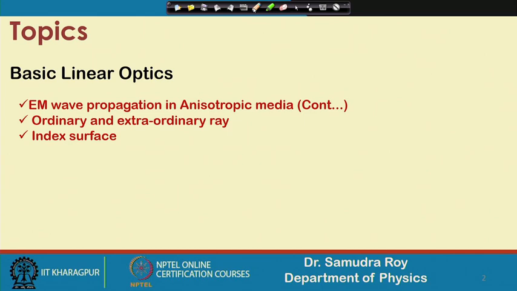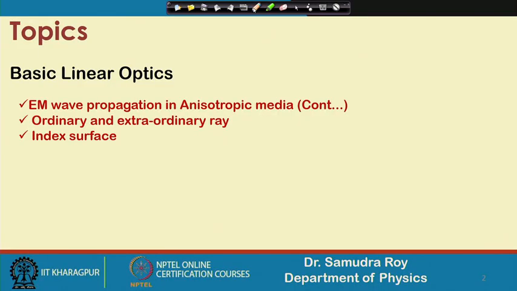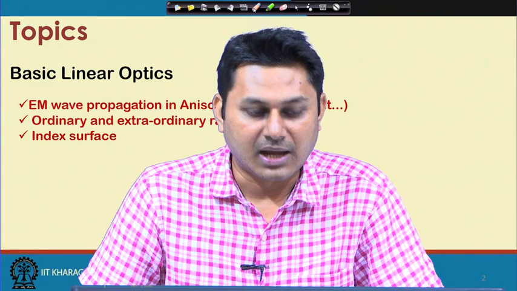So, we will extend this and try to find different kinds of solutions under the launching of different directions of the light. Today we are going to learn, in the basic optics, EM wave propagating in an anisotropic medium, and then the ordinary and extraordinary ray. What is the meaning of ordinary and extraordinary ray? We will learn that, and then the index surface. What is the index surface? We will study. So, these are the three basic topics that we will cover in this particular class.